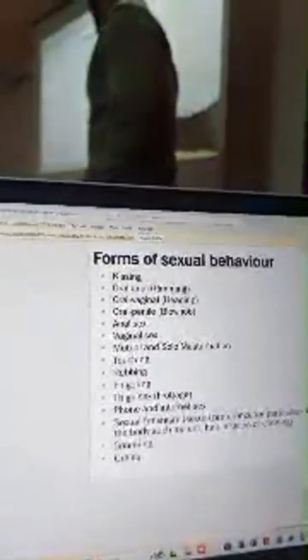The next one is what? Sexual fetishism. Yes, sexual preference for particular objects or parts of the body such as feet, hair, articles of clothing.